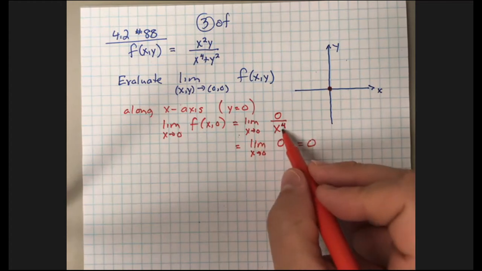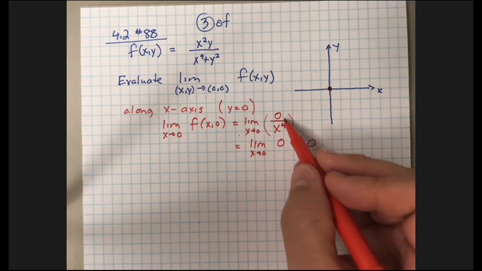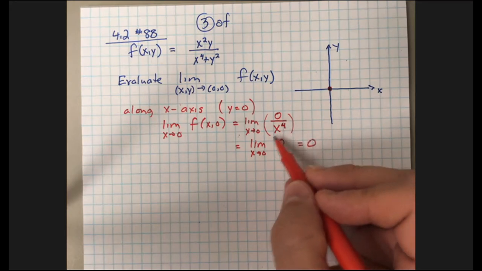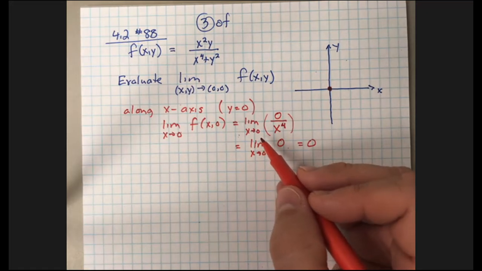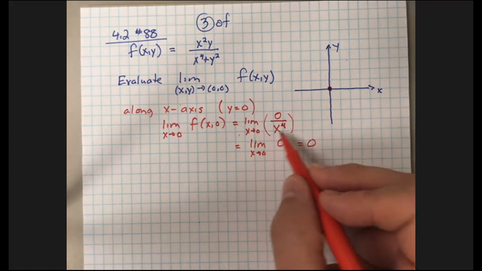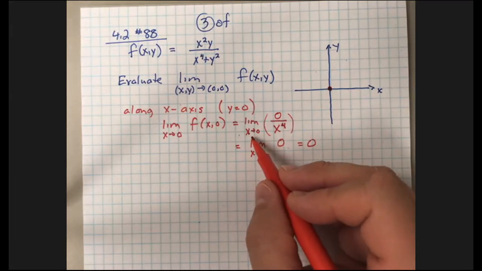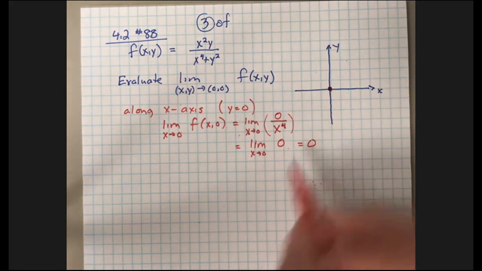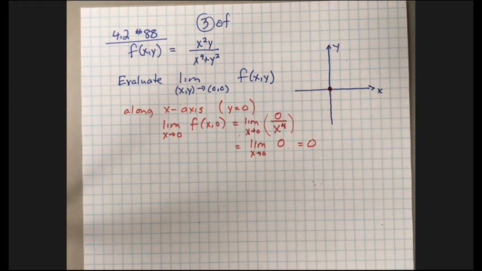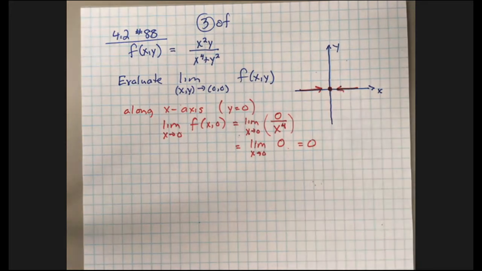Don't stick the 0 in here immediately, right? You have to simplify this algebraically if you can. 0 divided by x to the fourth is 0. And taking the limit, you have to be careful, taking the limit right here means that you have to evaluate all the x's, not just, you're not plugging in x equals 0. Only for a continuous function can you plug in that value. Okay, as I approach along the x-axis, left or right, I think the function is at height 0.